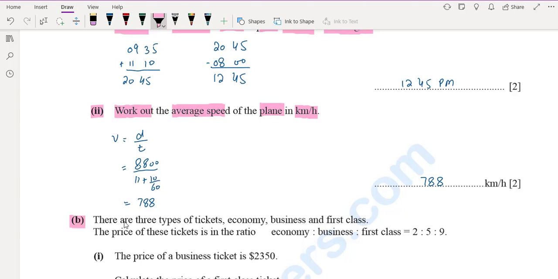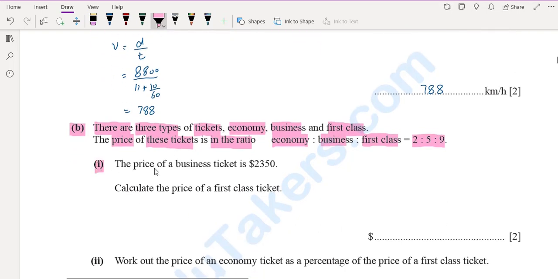It's part B. There are three types of tickets: economy, business, and first class. The price of these tickets is in the ratio economy : business : first class is 2 : 5 : 9. Part first: the price of a business ticket is $2,350. Calculate the price of a first class ticket.